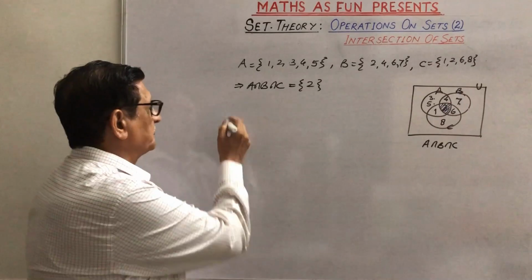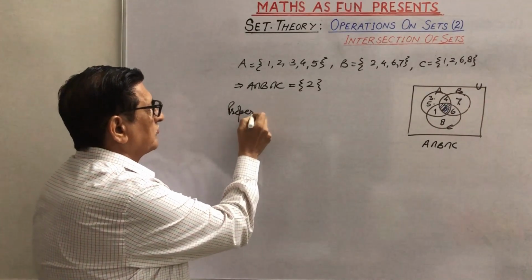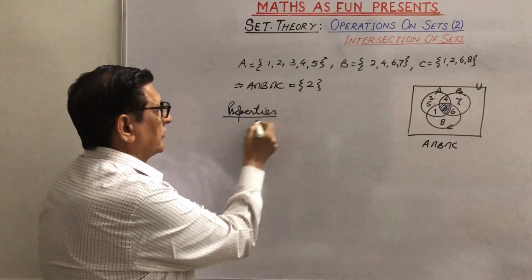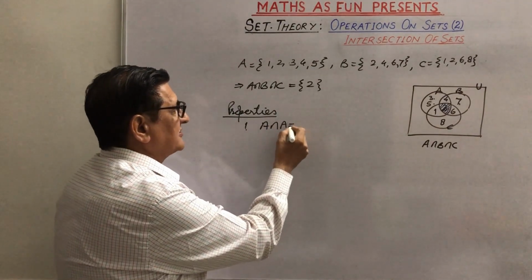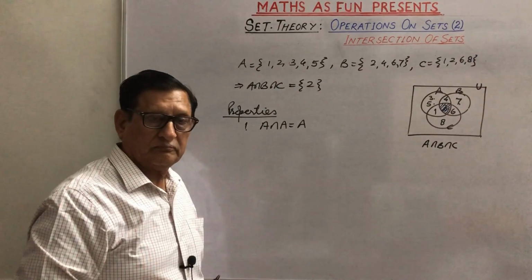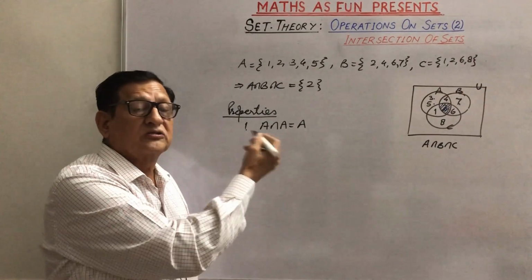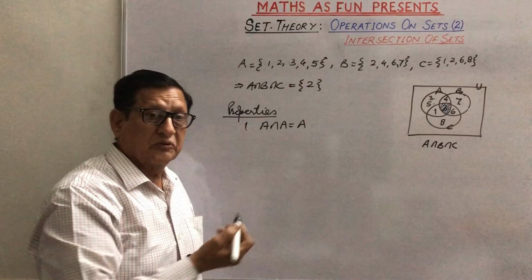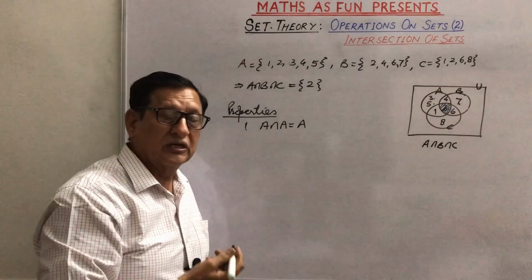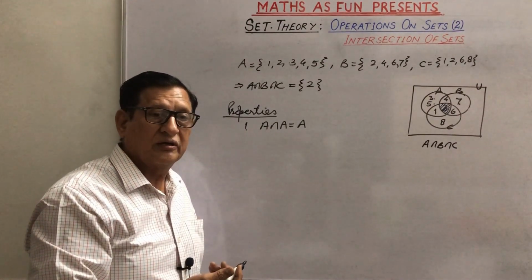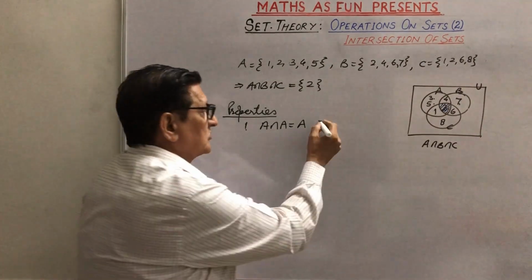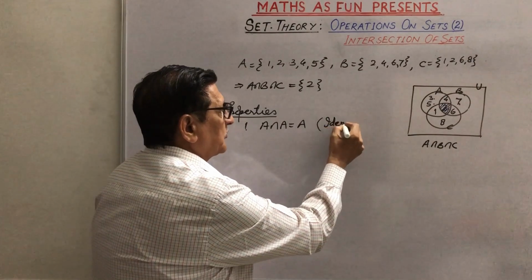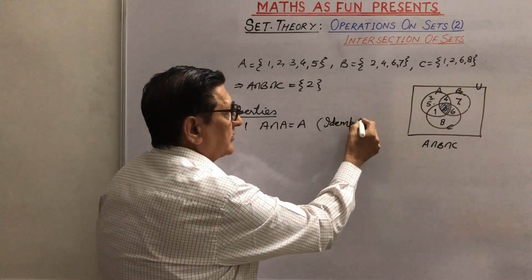Now let's learn some properties. First one is A intersection A is equal to A. As we know, A contains all the elements of A. It means common elements are there, that are all common elements of A, and hence A intersection A is A. This is known as idempotent property or idempotent law.